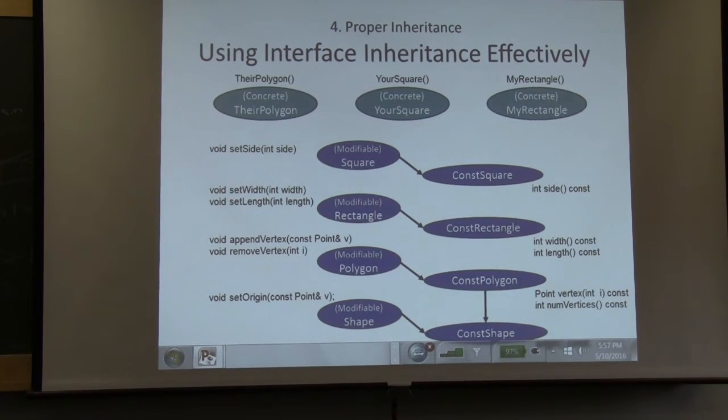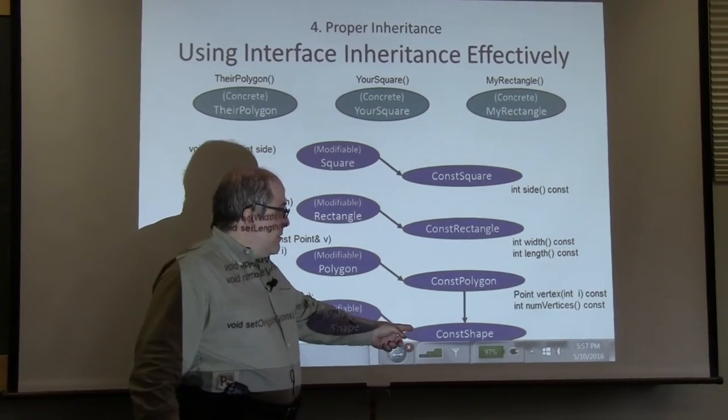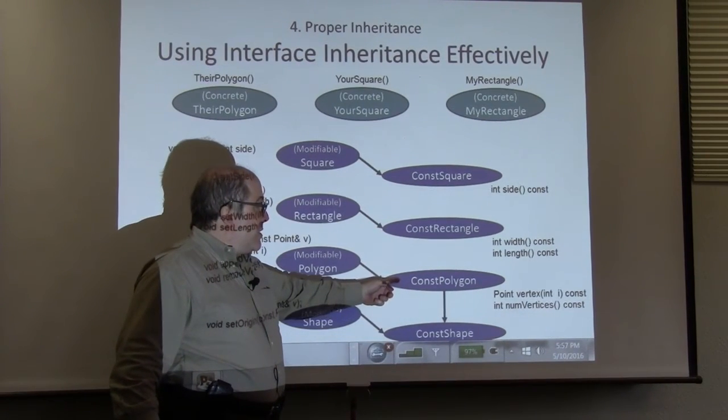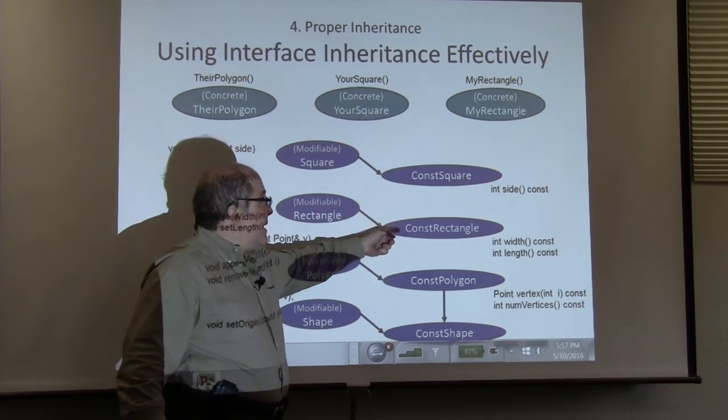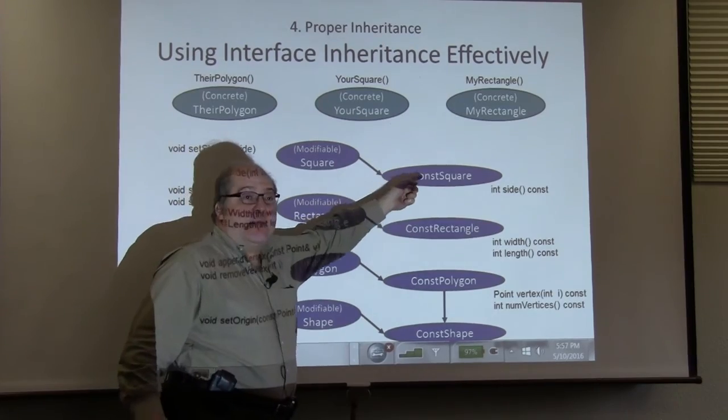Right, so good. So if you have a const rectangle, you can do anything. You can get the vertices, you can find out how many there are, you can get the width, you can get the length, it's all good. Right? If you have only a const polygon, you can't get the width and the length, but you can still get the vertices and the number of them. So think about it, right? Here all I can do is maybe get the origin. But here I can get the origin, the number of vertices. Here I can get the width and the length of the rectangle. And here I can get the side of the square.